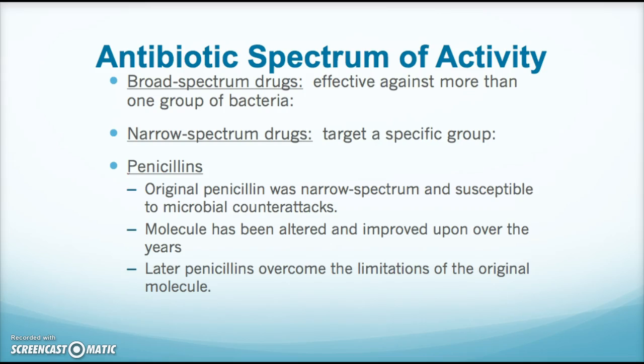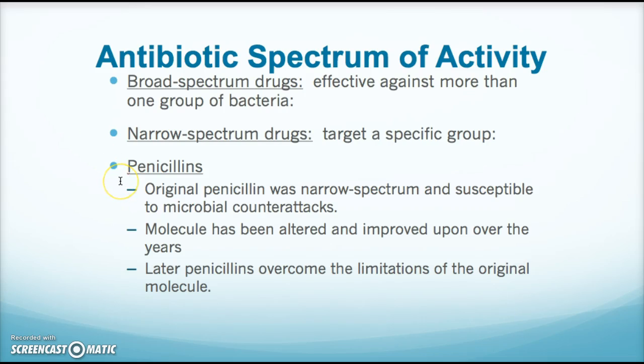So when we talk about antibiotics, the first thing I want to talk about is the spectrum of activity, and you'll hear these phrases used a lot as we talk about antibiotics. We have what are called broad spectrum drugs. These are antibiotics that are effective for more than one group of bacteria, meaning perhaps gram-negative and gram-positive, so they can wipe out a larger population of different types of species. When we talk about narrow spectrum drugs, these will actually target one specific group. For example, they may only target gram-negative bacteria, and so they only work on a specific population.